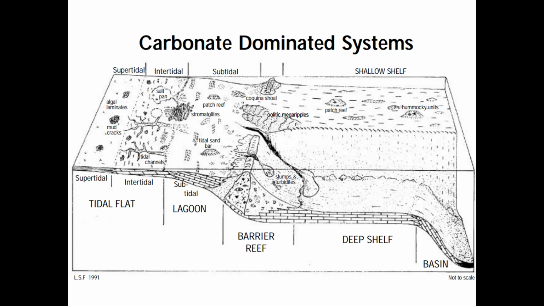Deep shelf and basin are exactly what you think they would be. They are below the depth to which waves agitate, and you can still have carbonate material there, but it turns out that it'll be much finer grained in general. Okay, so that's just a really brief introduction to why we have chemical, carbonate, and clastic sedimentary rocks and how that relates to the environment in which they formed.